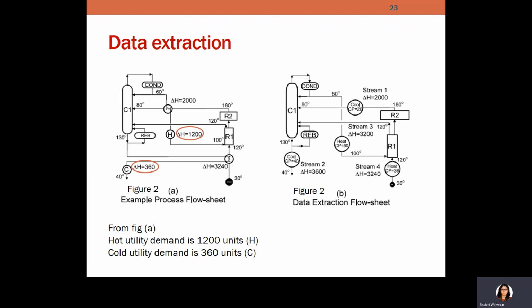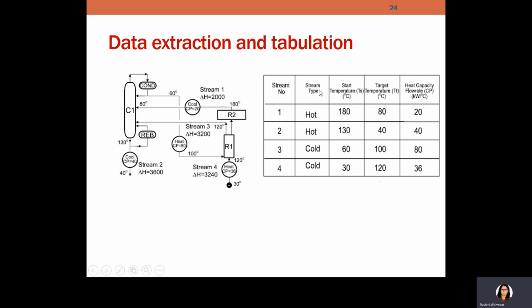So at this stage, you know the heat capacities, the mass flow rates, and the delta H for each stream. So you have to represent all this data in an extracted flow sheet as shown on the right side. Once you have this flow sheet, tabulate all the values of hot stream and cold stream. For example here, the hot stream coming from this R2 reactor is 180 degrees Celsius and the target temperature is 80. It means this is our initial temperature and this is our final temperature.